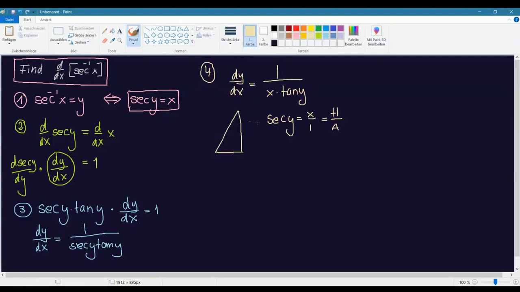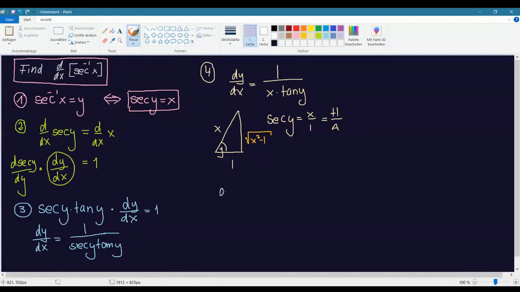So that means that we know that the hypotenuse is x, the adjacent of our angle y, which is right here, is 1, and that therefore this length is the square root of x squared minus 1 squared, which is just x squared minus 1, because 1 squared is just 1. So this is what we're going to use to solve this equation.